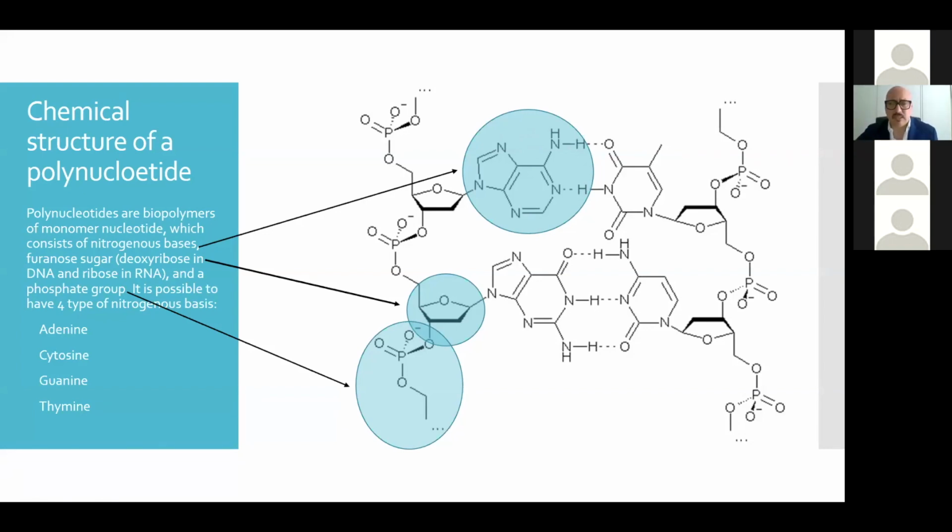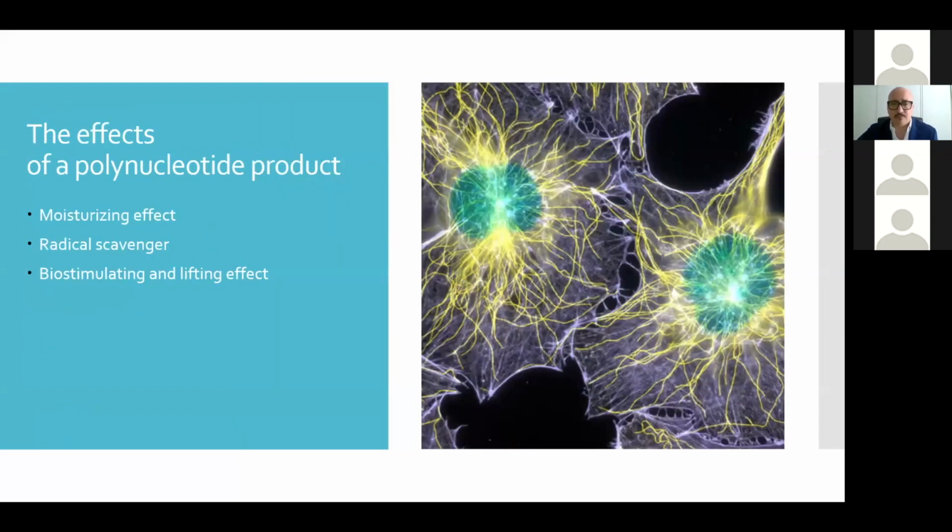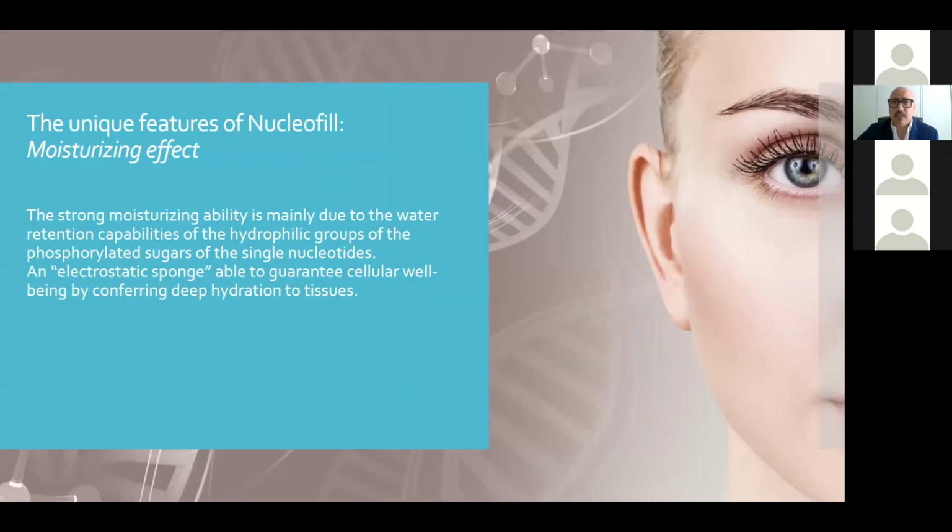But there is another slide that explains very well this procedure. What are the three effects of the polynucleotides after the injection? The moisturizing effect, the radical scavenger effect, and the biostimulating and lifting effect. The moisturizing effect, as I said before, is made by the anionic part, the phosphoric part that is negative and is able to link water.